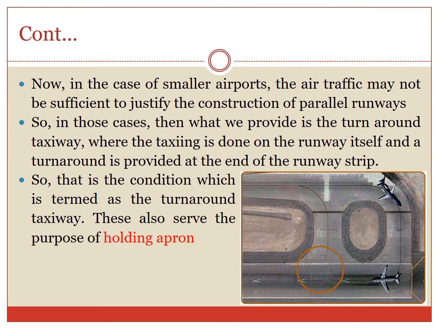Now, in a case of a smaller airport, the air traffic may not be sufficient to justify the construction of parallel runways. So, in those cases, what we provide is the turnaround taxiway. As you can see in this figure, this is the figure showing you the turnaround taxiway where the taxiing is done on the runway itself and a turnaround is provided at the end of the runway strip. So that is the condition which is termed as the turnaround taxiway. These also serve the purpose of holding aprons.